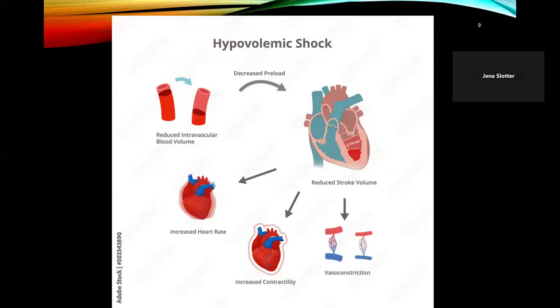So here's just another picture. I'm really into visuals, so I just thought these graphics were super helpful, showing what we just talked about. You have the reduced intravascular blood volume, which decreases preload. Then you have your reduced stroke volume, which is going to increase your heart rate. It's going to increase your contractility. You're going to have the vasoconstriction, which is going to lead to those symptoms that we already talked about.